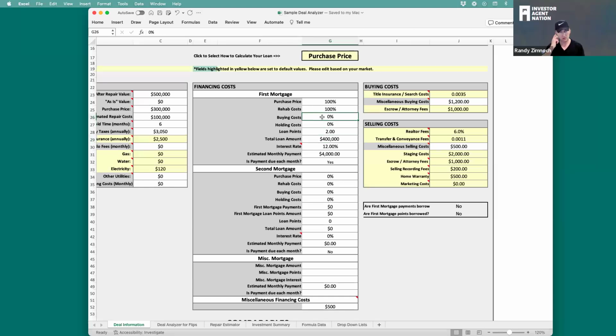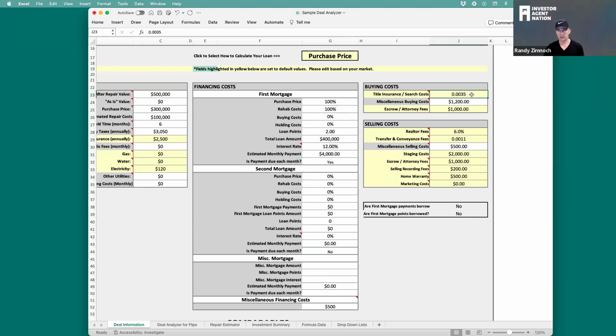Eric shared with me that he would be coming up with the buying costs out of his own pocket. He would be paying the holding costs out of his own pocket. And usually with hard money lenders, there's going to be a monthly payment, right? So all we have to do is put yes or no. If there's no monthly payment, it will calculate it correctly on the other sheet. In this case, there is a monthly payment and it's going to be estimated at $4,000. Since there's no second mortgage, this is blank, so I don't enter anything in here. This is only a first loan. That's all they've got.